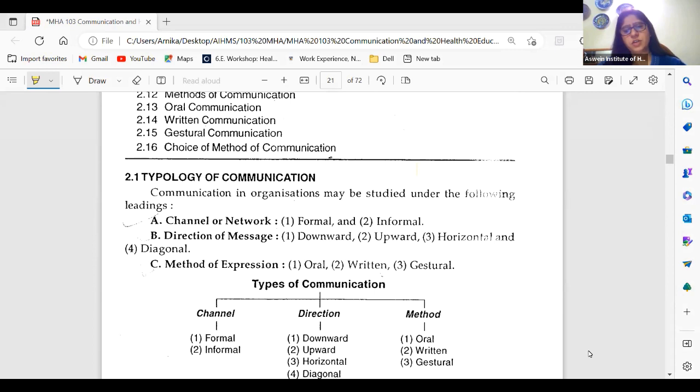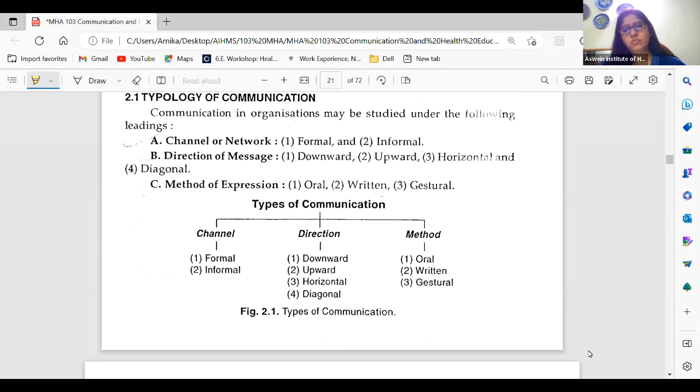So, I will not go into much theory. I will just follow the pictures and that's it. And then I'll come to health education with my PPT. I hope that's fine with both of you.